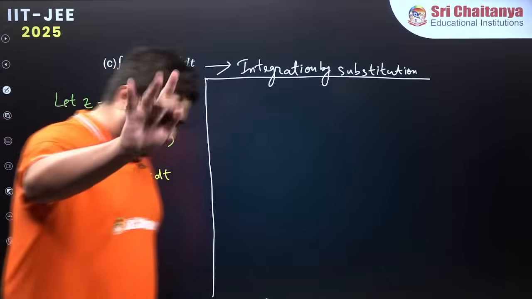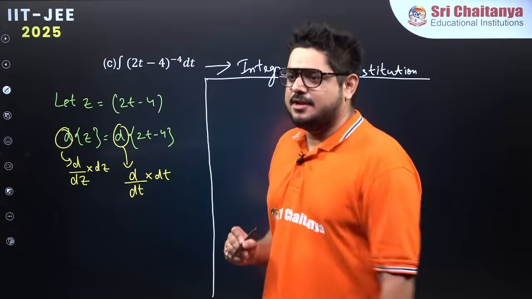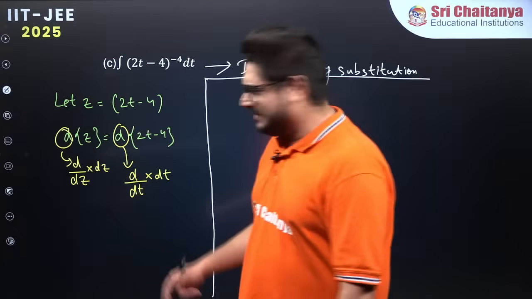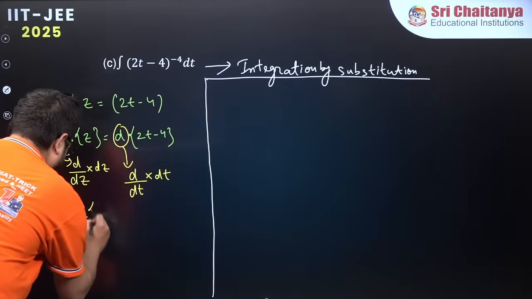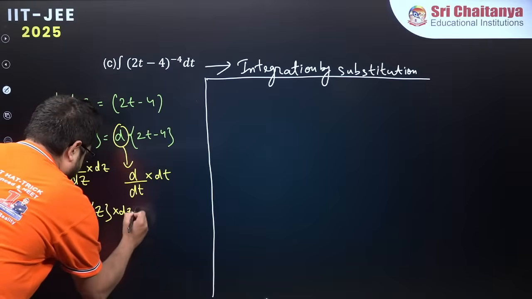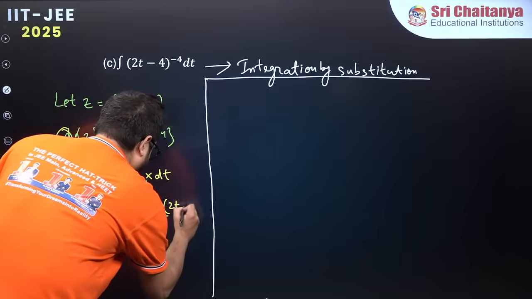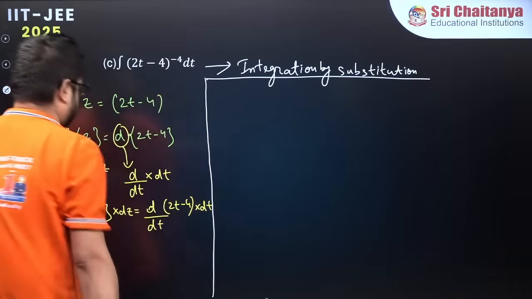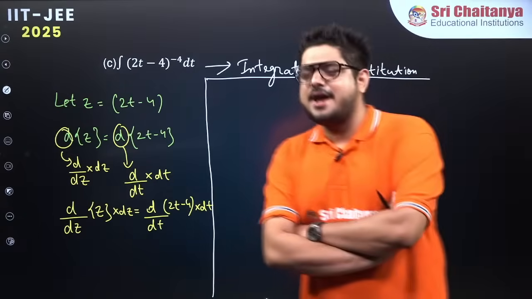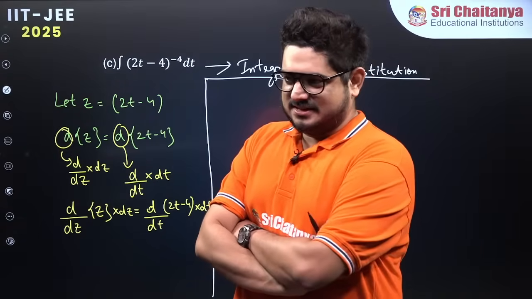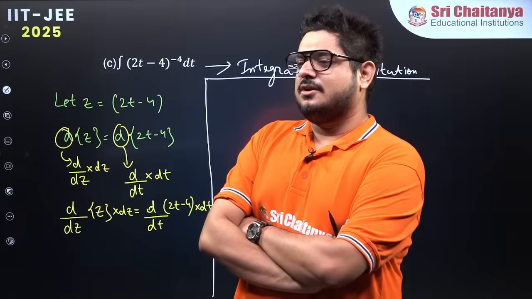So hence, I hope it's clear. This is what is known as the differential. So now we need to write it like this. Can it be written as d by dz of z into dz is equivalent to d by dt of (2t minus 4) into dt? We can write it like this, everyone. Can I write it like this? Okay, fine, it's correct.